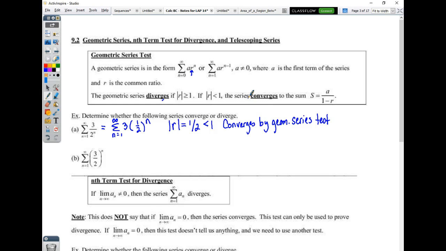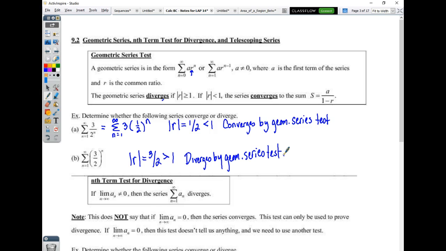What about B? So what I want to look at is I want to state that the absolute value of r is equal to, and what do I know about 3/2? So what we would state is that this diverges by the geometric series test. By the way, this part will take a lot of writing. It'll feel a lot more like stats for those who have experienced that class.